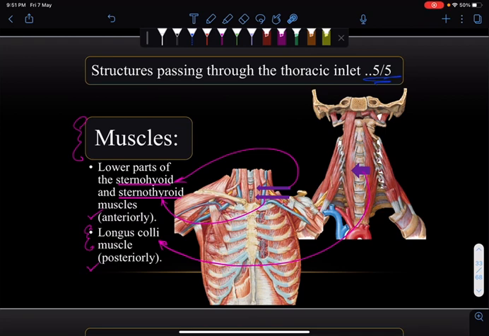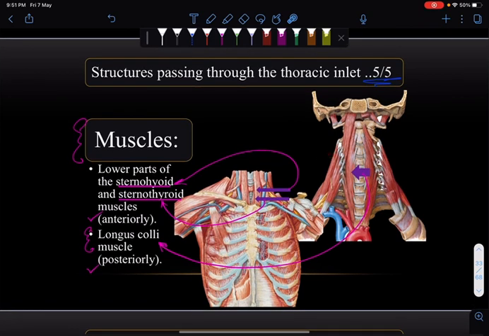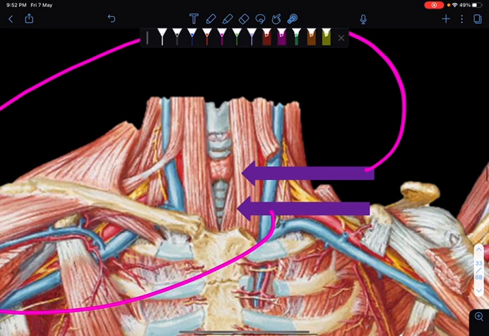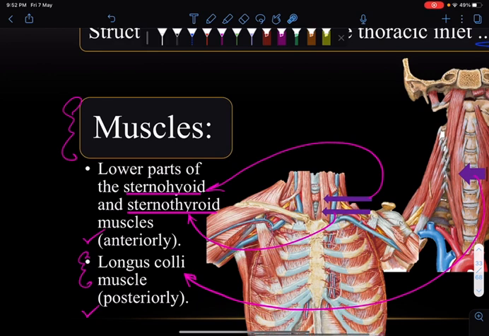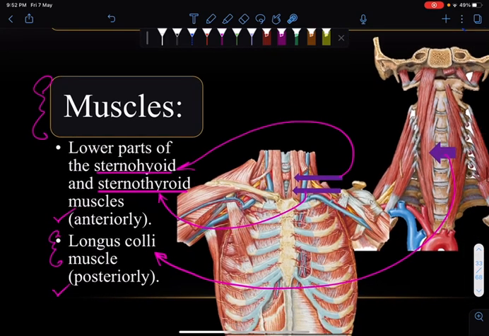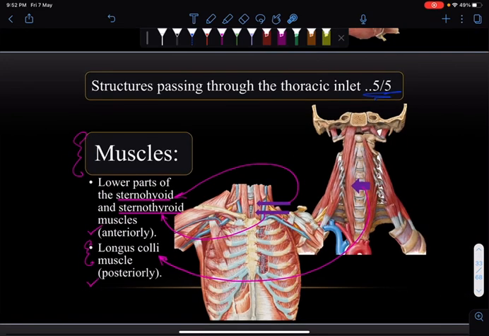Structures passing number 5. Muscles. نبدأ بالmuscles. Muscles سهلات، اللي هي lower part هنا هم extended there يعني extended فوق، لكن lower part of these muscles اللي هي sternohyoid and sternothyroid. Thyroid جاية behind the hyoid. هاي اللي هون هذه thyroid وهذه hyoid. Okay. Sternohyoid and sternothyroid. Alright. Anteriorly and posteriorly، جاي هاي longus colli muscle posteriorly and anteriorly sternothyroid and sternohyoid. تمام. Okay.